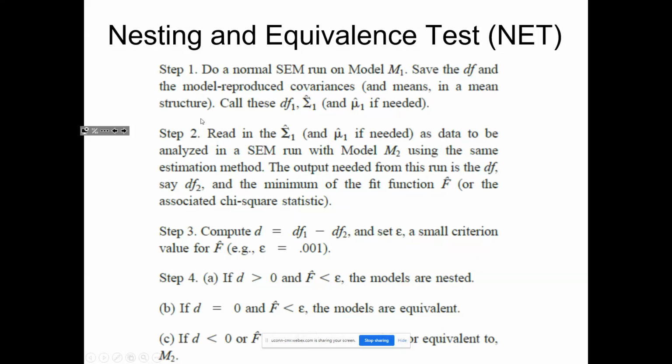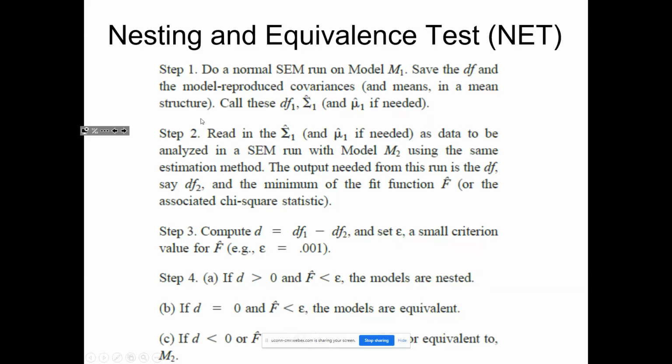Yes. So the chi-square difference would be 0? No, the chi-square is going to be 0. The chi-square is going to be 0 because I'm not using the real sample variance covariance matrix anymore. I'm using the model implied variance covariance matrix. And that model implied variance covariance matrix was created using a simpler model.